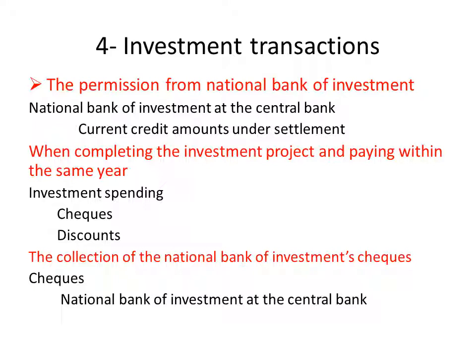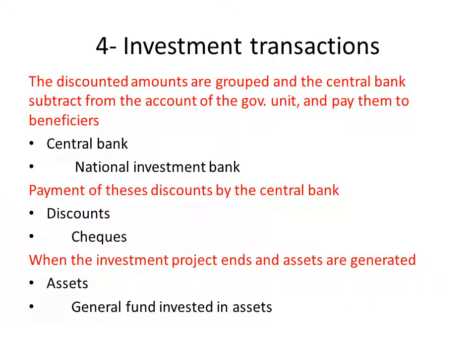And when collecting the National Bank of Investment checks, the entry would be checks and the National Bank of Investment at the central bank. With regard to the discounted amounts, they are grouped at the central bank, and the central bank subtracts them from the accounts of the governmental units and pay them to beneficiaries, and the entry here is central bank, National Bank of Investment. And when paying this discount by the central bank to beneficiaries, the entry is discount and checks, and at the end of the project, when the assets are generated, the entry is assets general fund invested in assets.